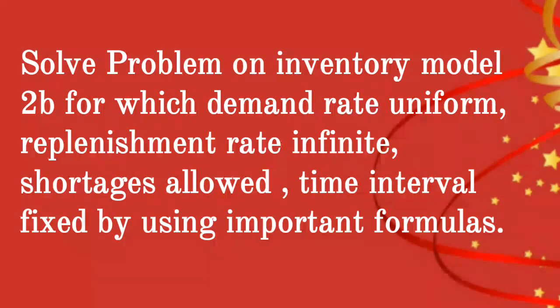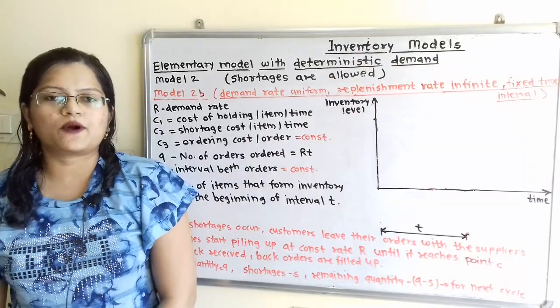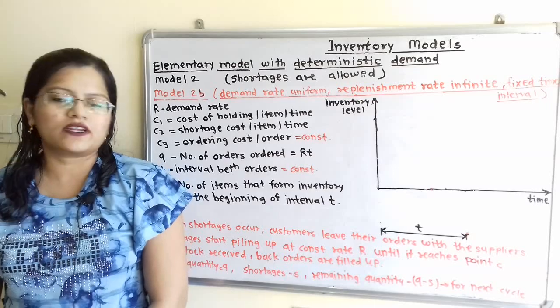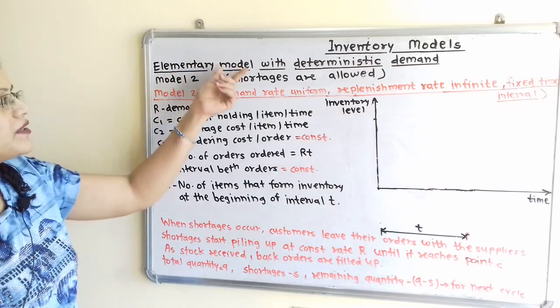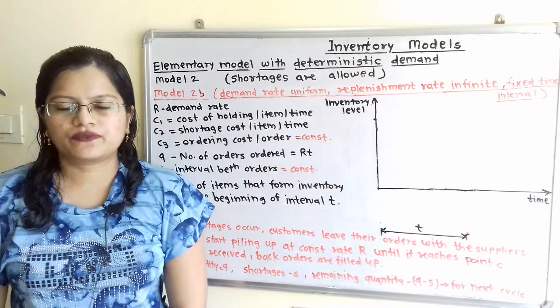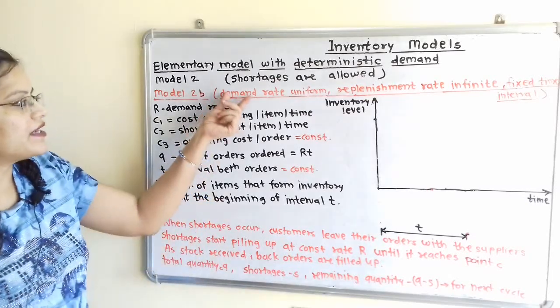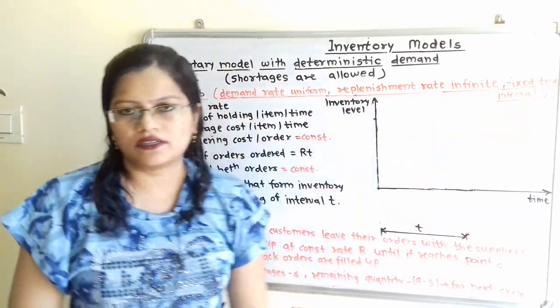Solve problem on inventory model 2B, for which demand rate is uniform, replenishment rate is infinite, shortages are allowed, and the time interval is fixed, by using important formulas. Let us understand some important formulae related to inventory model 2B. Inventory model 2 is under the category of elementary models with deterministic, that is constant, demand, and shortages are allowed. For inventory model 2B, demand rate is uniform, replenishment rate is infinite and the time interval is fixed.